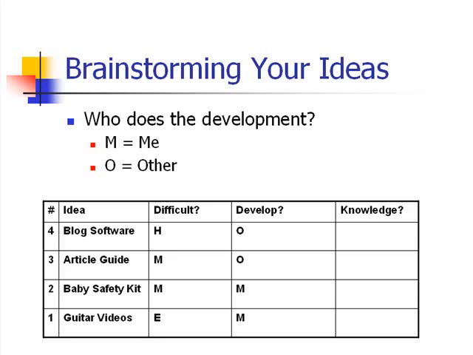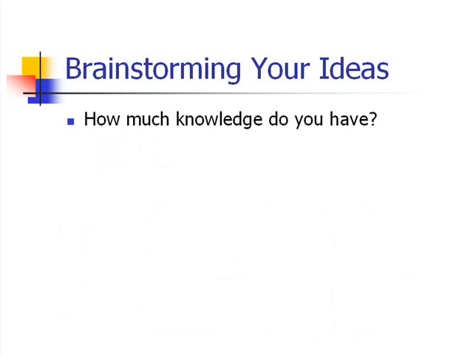If you have skills to do the work and want to do the work, then put an M for me. If you don't have the skills or would prefer to pay someone to do the work, then put an O for others. Once you've finished this for every idea on your list, move on to the next step.